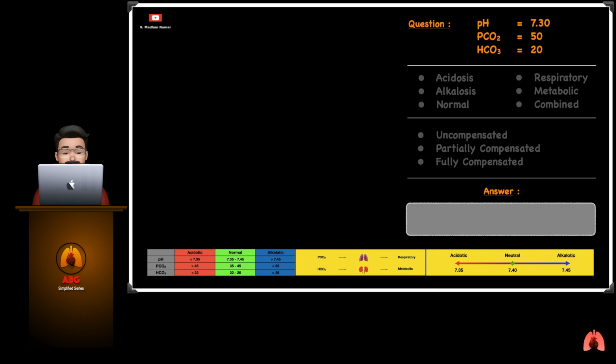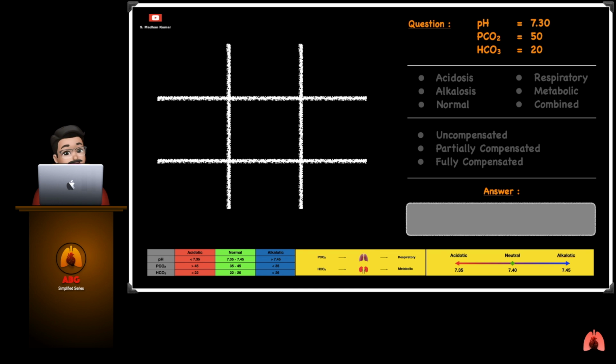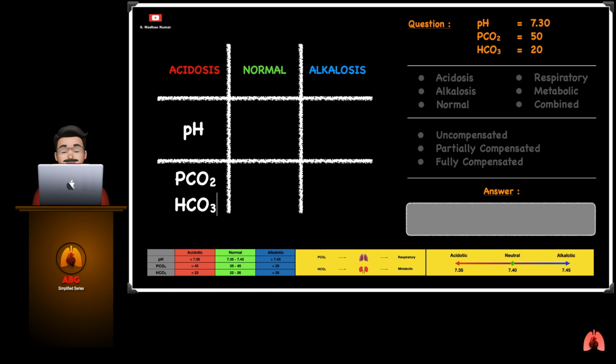Let us see one more example. pH here is 7.30, PCO2 50, HCO3 of 20. When we compare with the normal range, pH of 7.30 seems to be acidotic. So, mark pH underneath the acidotic column. PCO2 is 50, which is acidotic, and HCO3 is 20, which is also acidotic. So, mark both PCO2 and HCO3 under the acidosis column.